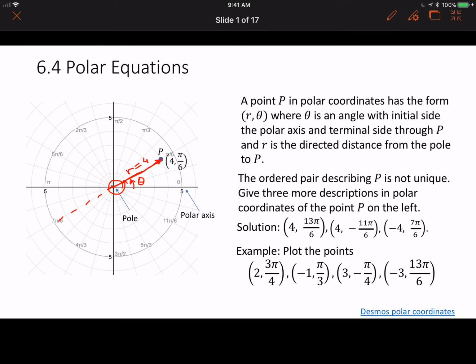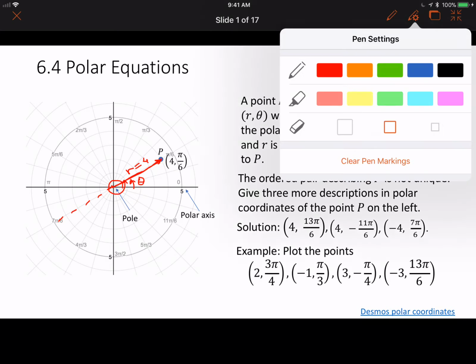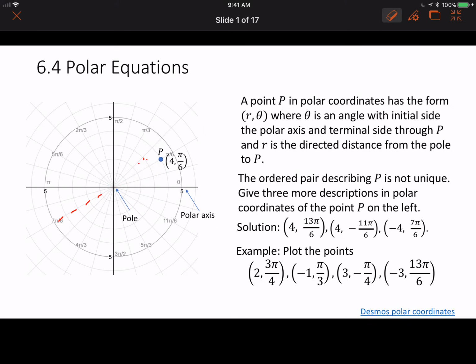All right, so let's try plotting some points in polar coordinates. So we're just going to use this grid that I have here. The first point I want to plot is 2 comma 3 pi over 4. So the first thing I want to do is think about where 3 pi over 4 is. It's over here in quadrant 2.